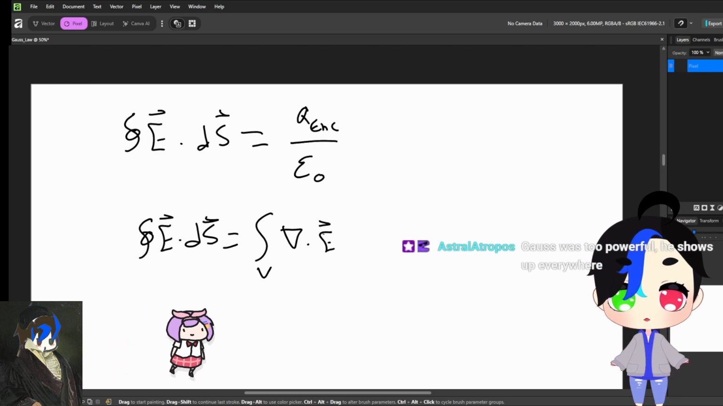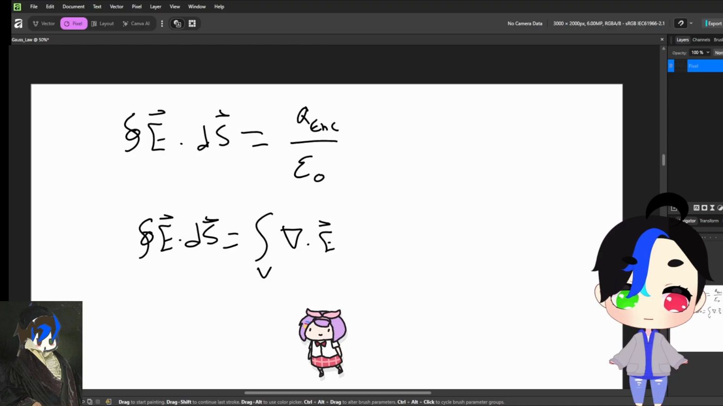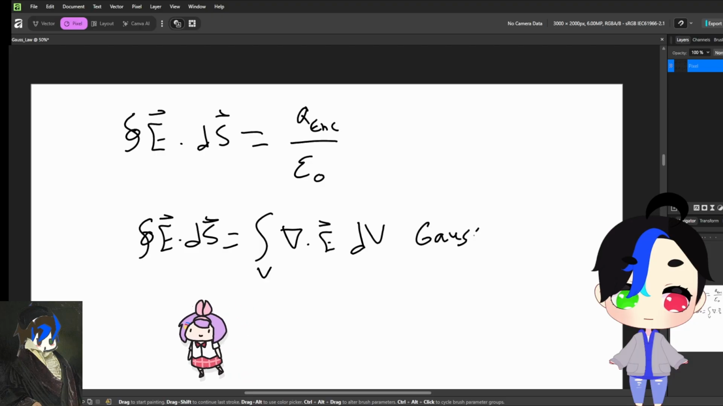Yeah, Gauss was too powerful. I remember he proved the summation of consecutive integers equals n times n plus 1 over 2, I think. If I remember correctly, he proved that when he was a teenager or something. But yeah, this is Gauss's other theorem.